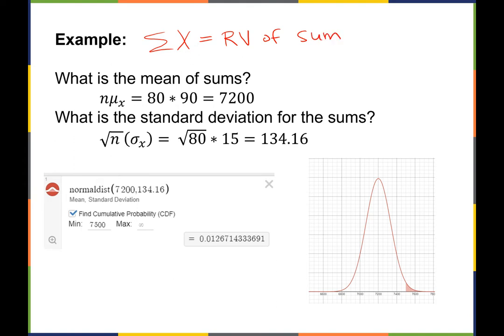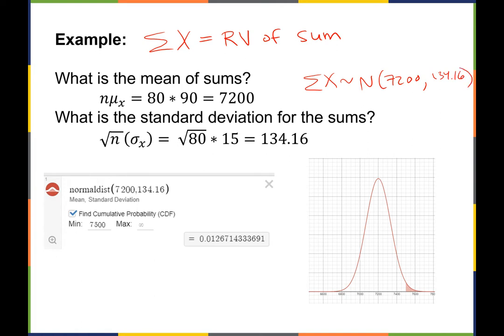What we're going to do now is calculate the mean for the sum. And that's going to be the sample size n, remember that's 80, times our old mean from the original distribution, which was 90. So the mean for the sums is 80 times 90, which is 7,200. The standard deviation for the sums is going to be the square root of n times the original standard deviation. So that's the square root of 80 times 15, which is 134.16. And now we have these two values. We know that sum x is distributed normally with a mean of 7,200 and a standard deviation of 134.16.